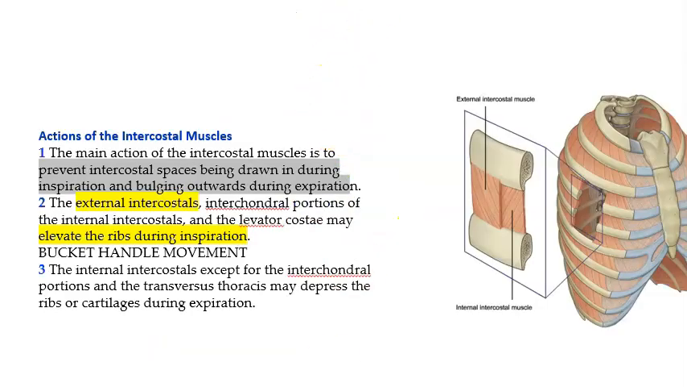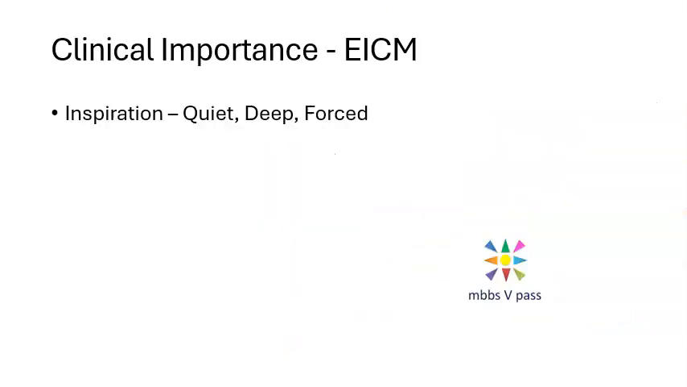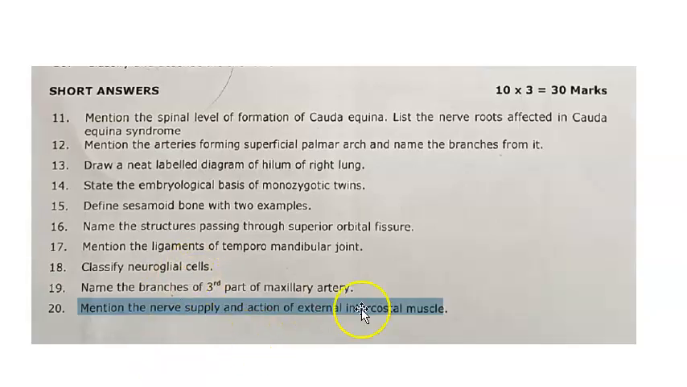Hence, we will be able to inspire. Okay, that's all. Bucket handle movement I have written here. So that is the clinical importance. So you're done with this question, that is the nerve supply and action of external intercostal muscle. Okay.